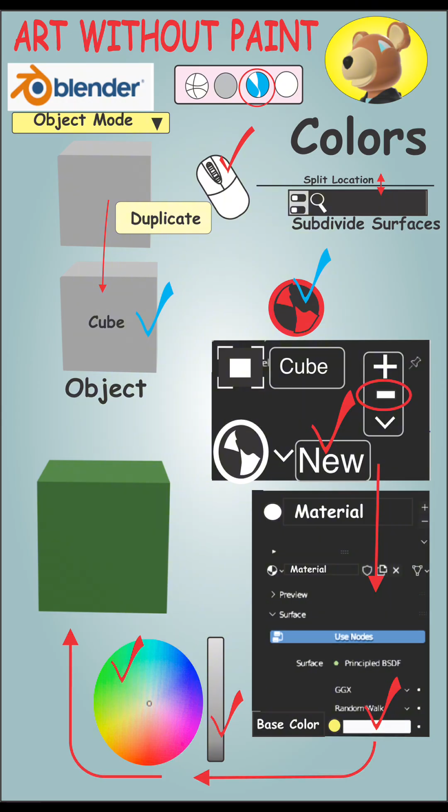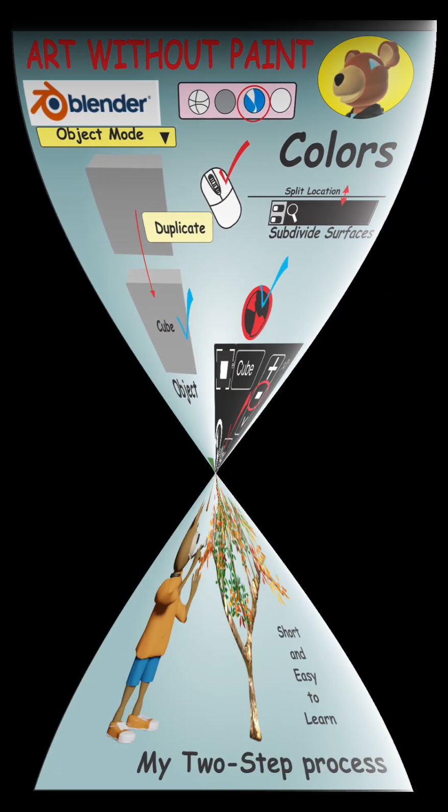Right-click an object, then choose Duplicate from the choices. Move the slider bar up so you see the red globe. Hit the minus sign until you see New. Pick it, then pick base color, and a color will appear. Find a color you like.